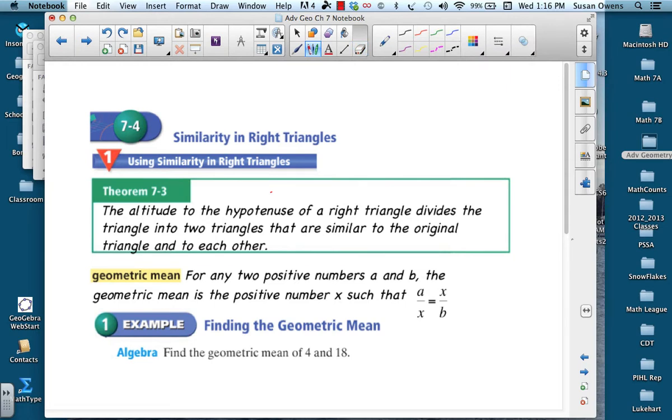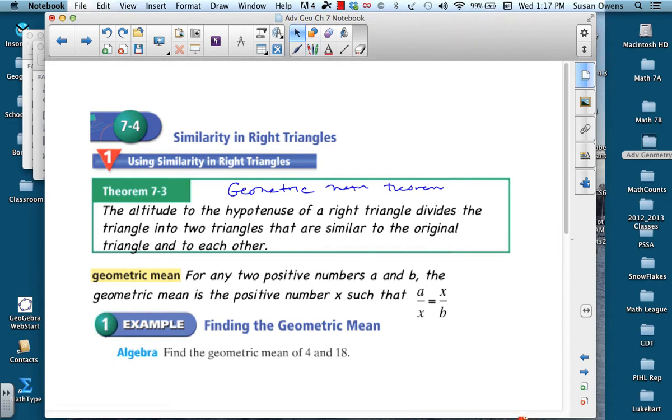So the first thing we have is a theorem, and it says the altitude to the hypotenuse of a right triangle divides the triangle into two triangles that are similar to the original and to each other. So I like to call this one the geometric mean theorem. I'm going to use this one in proof so the name isn't as important.